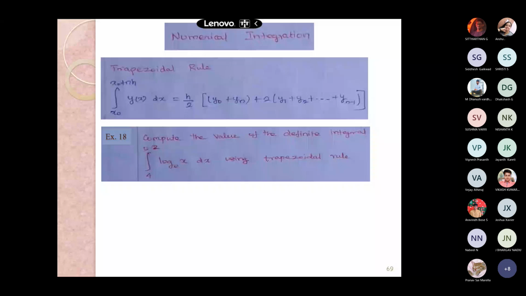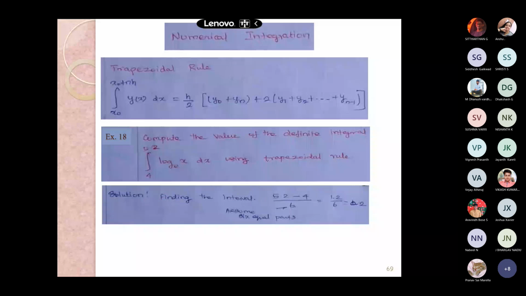Compute the value of the definite integral from 4 to 5.2 of log base e x dx using the trapezoidal rule. Please take your calculator and cope with us, since we have very limited time to complete the syllabus.